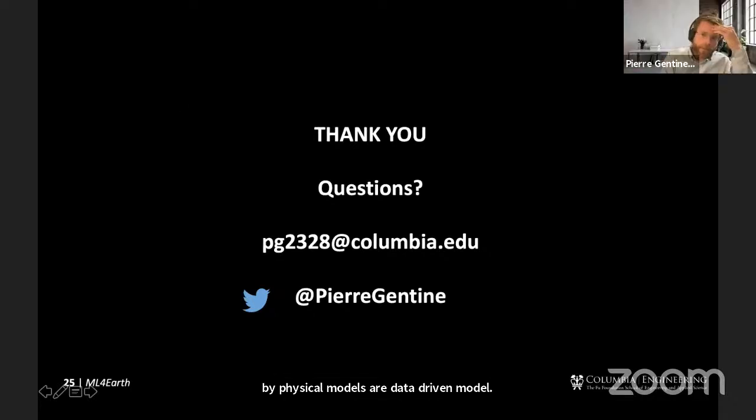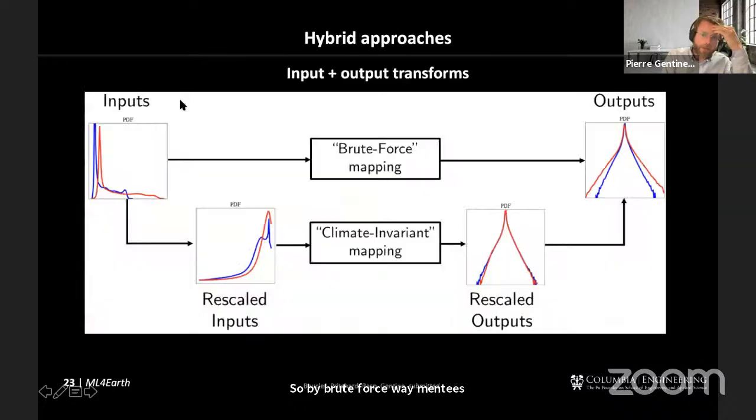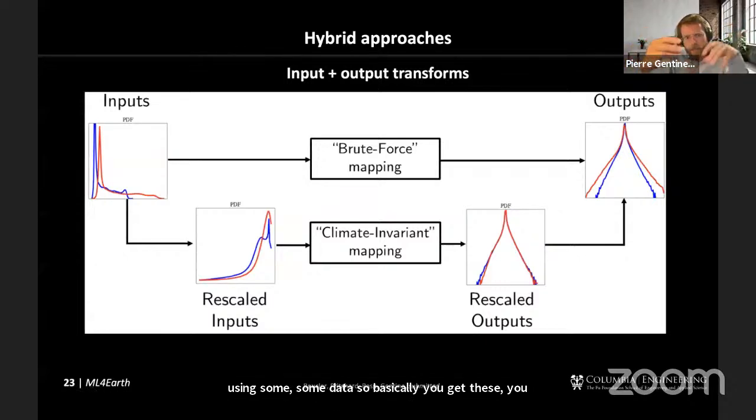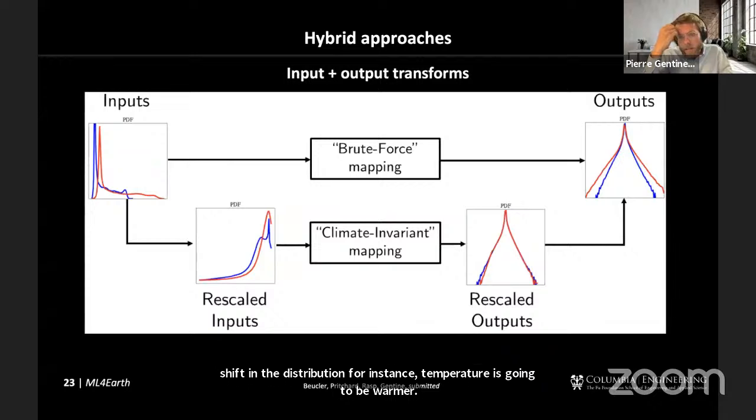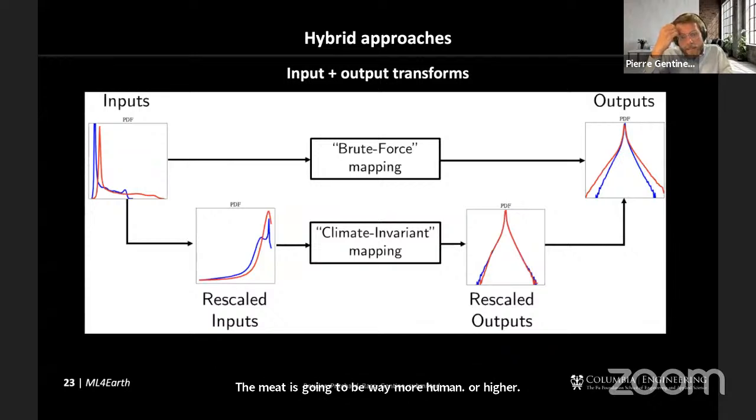By brute force, what I meant is a pure machine learning algorithm just trained using some data. Basically, you give the problem to a computer scientist who wouldn't have the physical knowledge, so they would just say, okay, give me that input data, or input features, and I'm going to give you the output. It seems to work well on some specific data set, which is basically the current climate. But it does fail when you start looking at future climate, for the reasons I mentioned, because there will be a shift in that distribution. For instance, temperature is going to be warmer and the humidity is going to be way higher. So implicitly, there's going to be a shift.